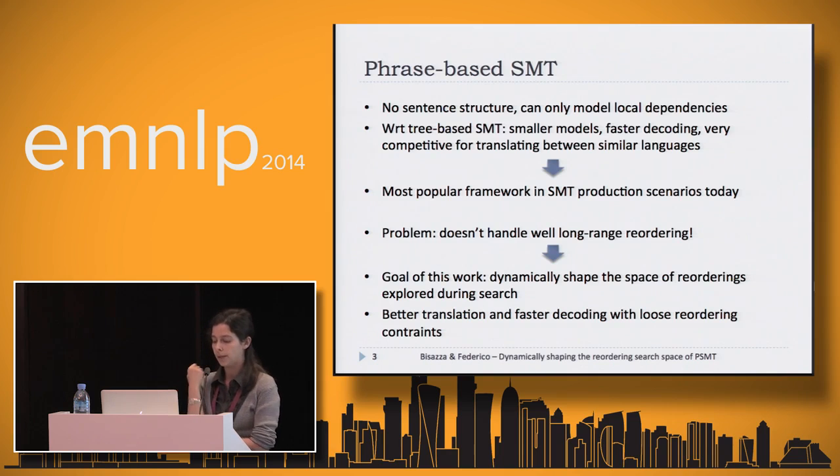However, one of the major shortcomings of this approach is that it does not handle reordering well. In particular, it does not capture long-range reordering well. So the goal of this work is to dynamically shape the space of reorderings that are explored during search. And by doing this, we aim at achieving better translation and faster decoding with loose reordering constraints.